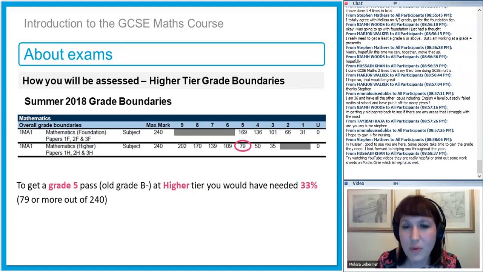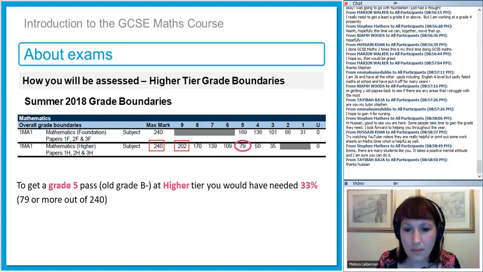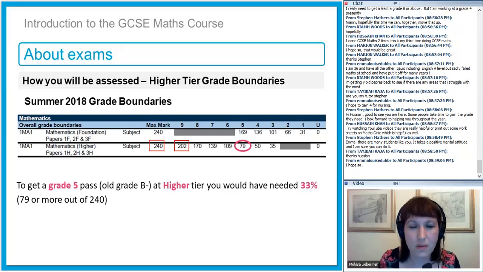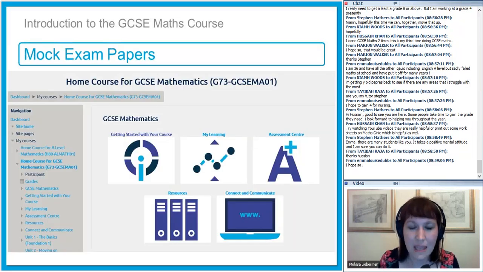To get a grade 5, you would have needed 79 out of 240, and so on. To get a grade 9 at higher tier, you would have needed 202 on all 3 papers out of 240. So have a look at that, and that will give you a rough idea of the sorts of marks you're aiming for. As you can see, you could just get half of the questions correct at higher tier and still get around a grade A, B, so it's quite a challenging paper.